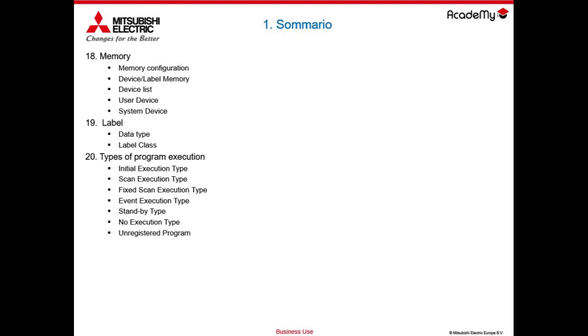In addition to user devices, we will see system devices, that is special bit and word memories, to which the system assigns a univocal and not mutable meaning. We will talk about SM as regards special bit memories, and about SD as regards special word memories.